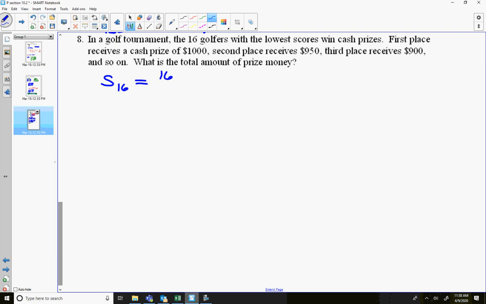So it's going to be 16 divided by 2, and divided by 2. Again, we don't know the last term, so they're kind of making us use this last formula. We do know that the first term is 1,000. N minus 1, so 16 minus 1 is 15 times that common difference. Now, the common difference is negative 50 bucks. It's going down. And again, there's your setup. Just clean up the arithmetic.